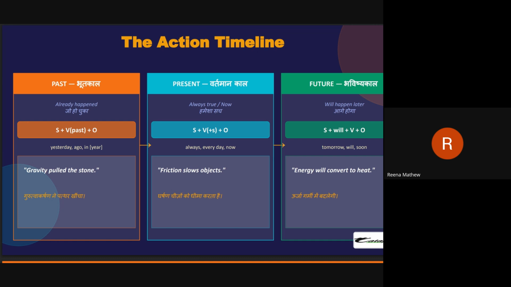Okay, yes. The future tense is something that will happen in the future. It has not happened yet. It is not happening now. It will happen later. So when you made sentences before, you said I will go to Pune tomorrow. So you have to similarly use will after the subject. So subject, will, verb, and the object. Okay. So energy will convert to heat. Okay. I will play the match tomorrow.